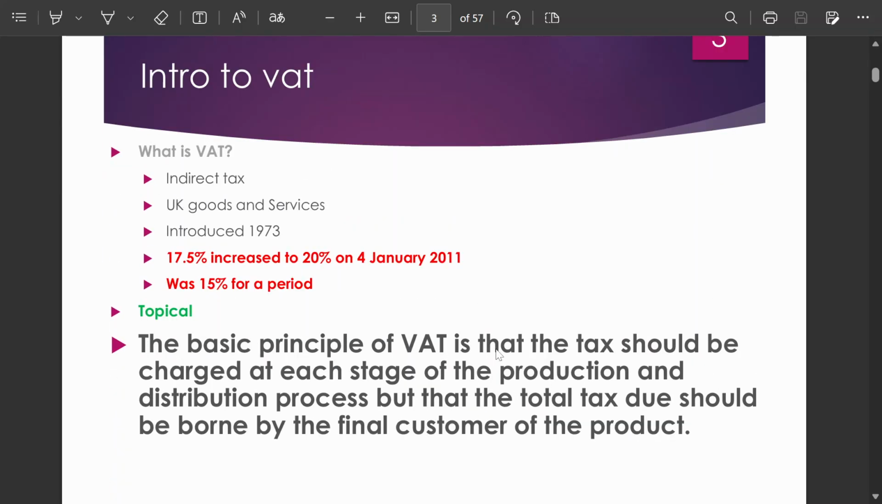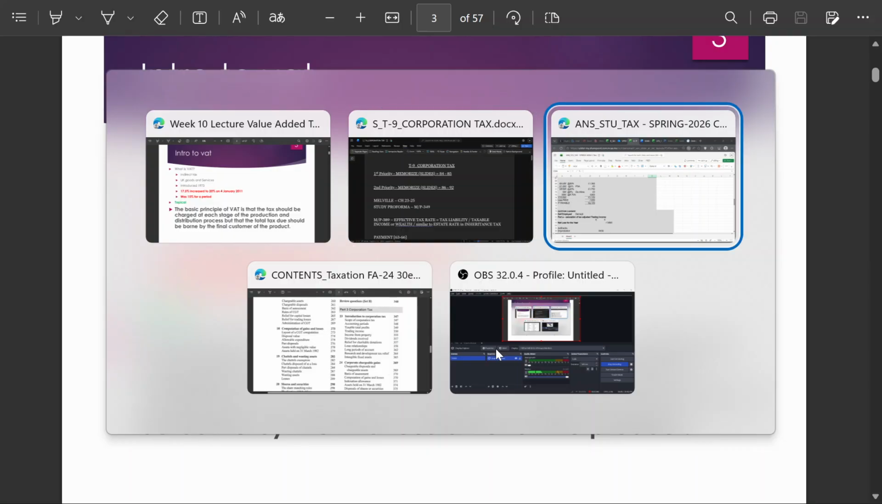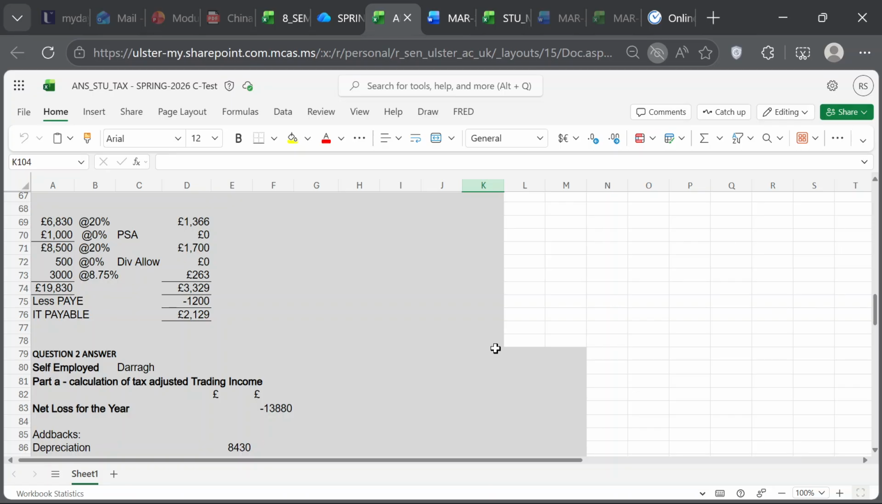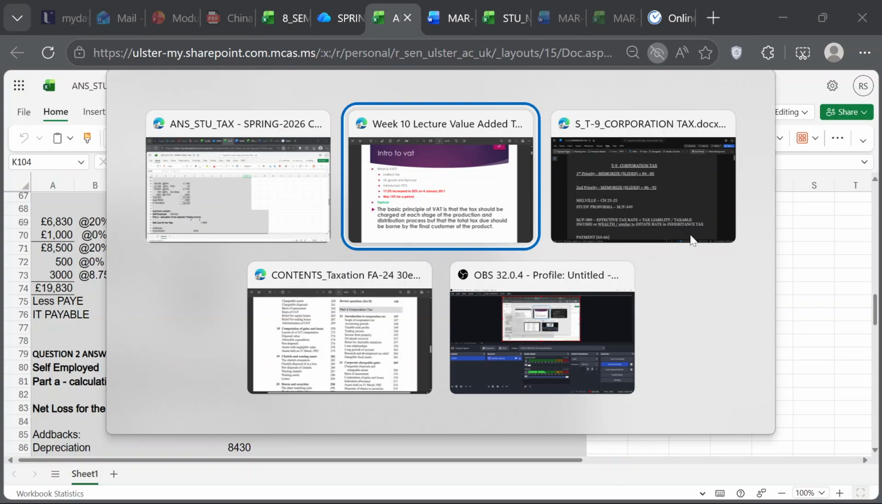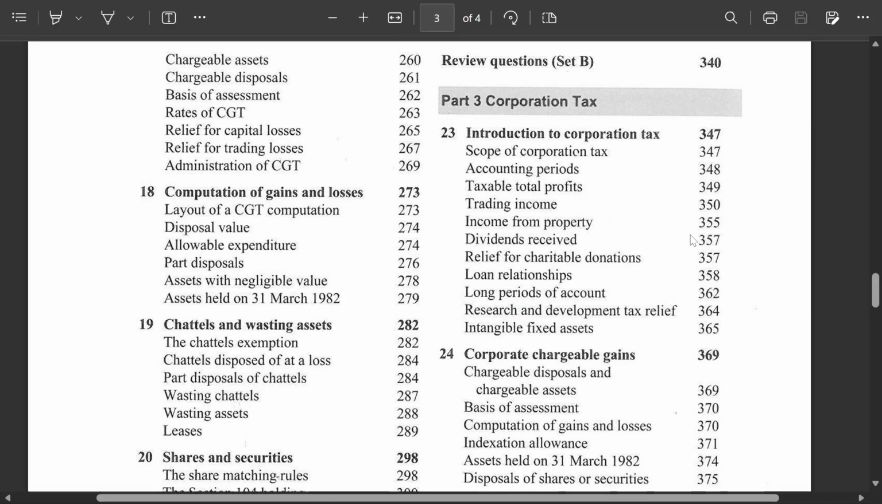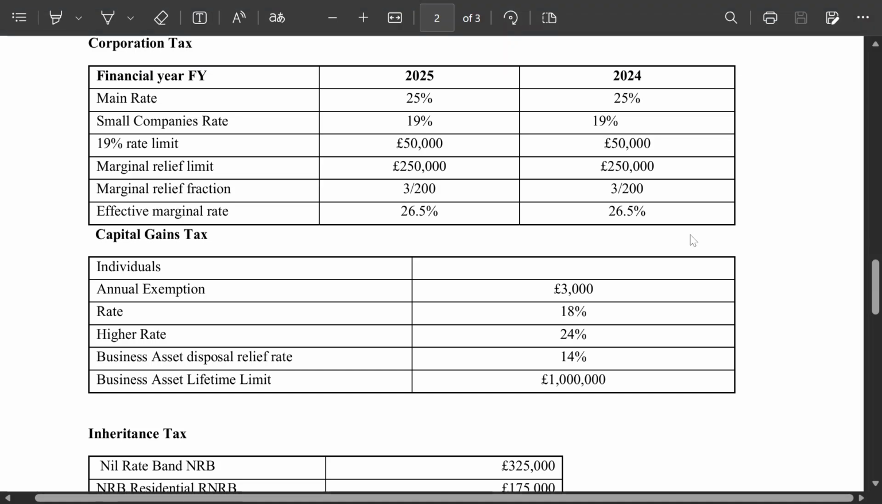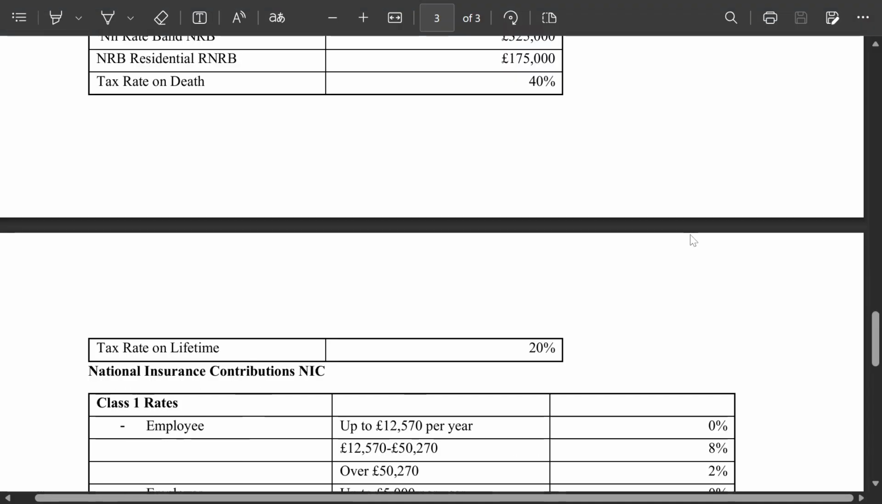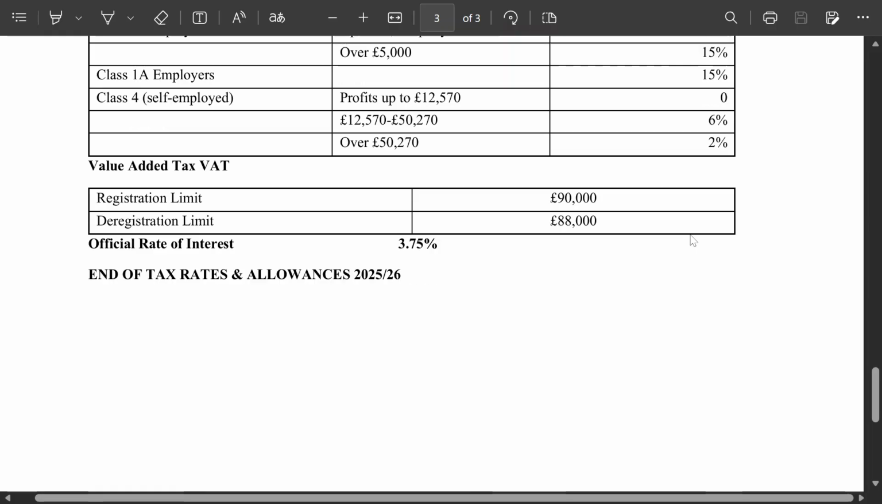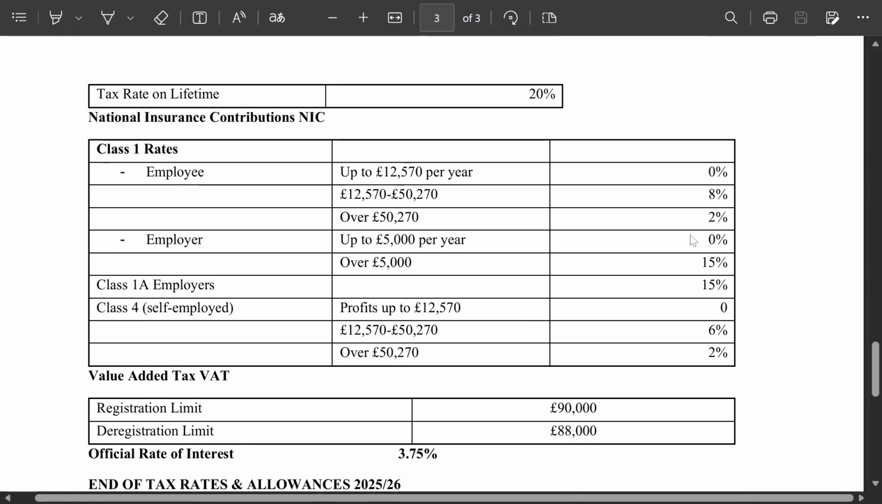Right, okay, so what is VAT? VAT is basic. You don't have to know about all this history. You just need to know the basics of VAT, the rates that we have now. And I think the rates are actually given in the tax tables, maybe. Where are the tax tables? I think it's here somewhere. Yeah, if you look at VAT, not much is given actually. The rates are not given, so you need to remember the rates. It's only the registration and deregistration limits that are given for VAT.